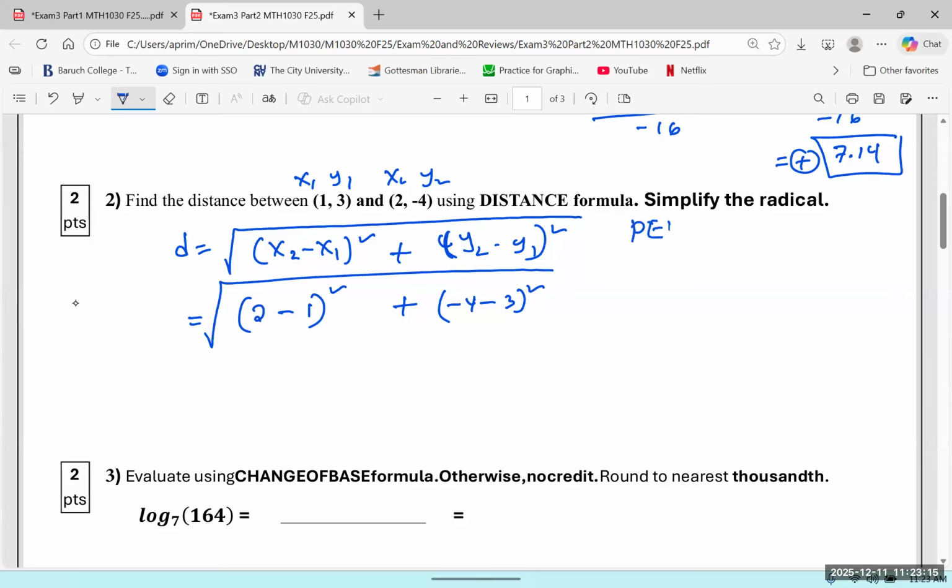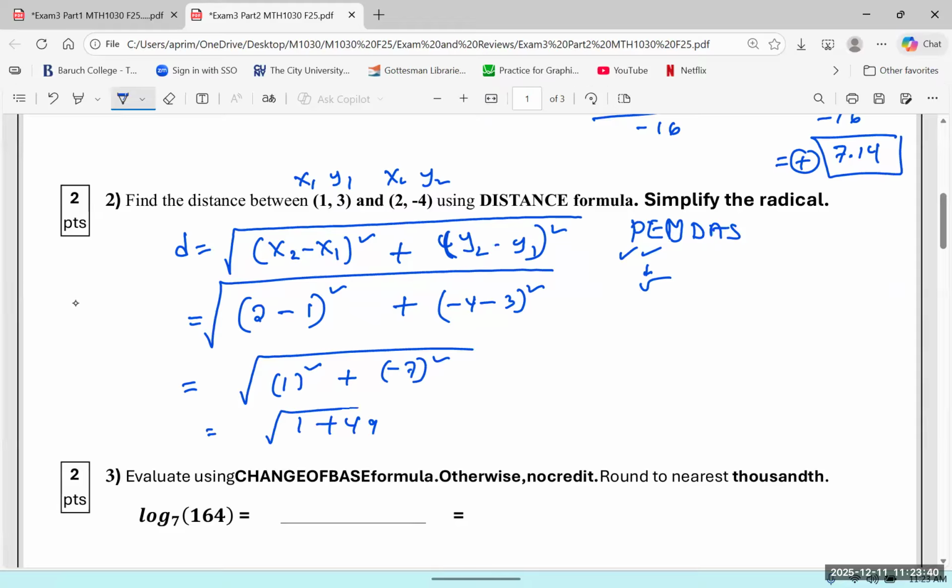And again, you have to keep PEMDAS in your head. Parentheses, exponent. In here, exponent means radical. So you cannot do multiplication, we cannot do anything. You have to do the inside first. So you get 1 square plus negative 7 square. So you get 1 plus 49. It's not 1 minus 49, it's 1 plus 49. You get 50. And I told you to simplify the radical. So it's 25 and 2.